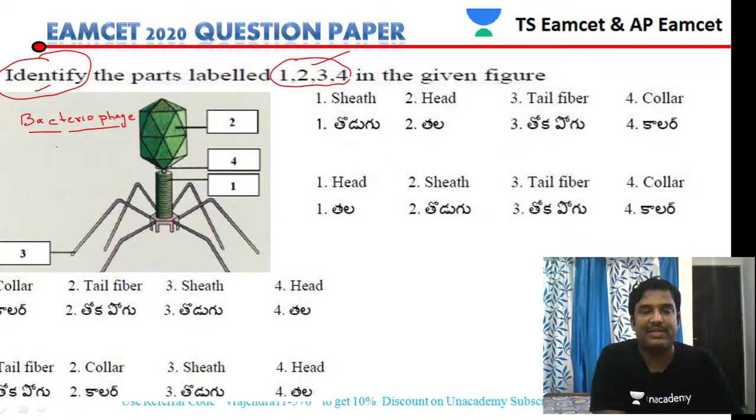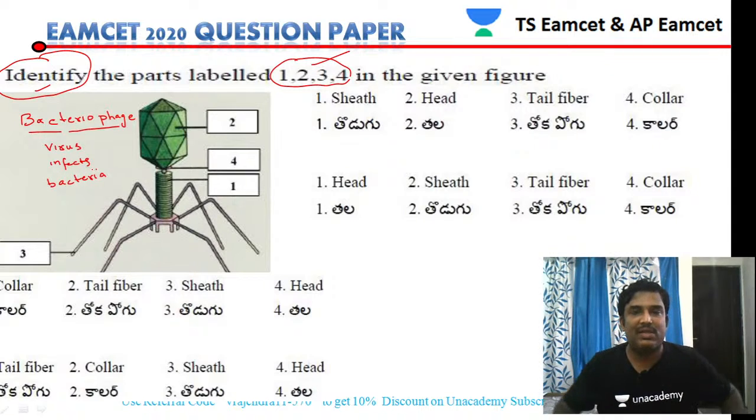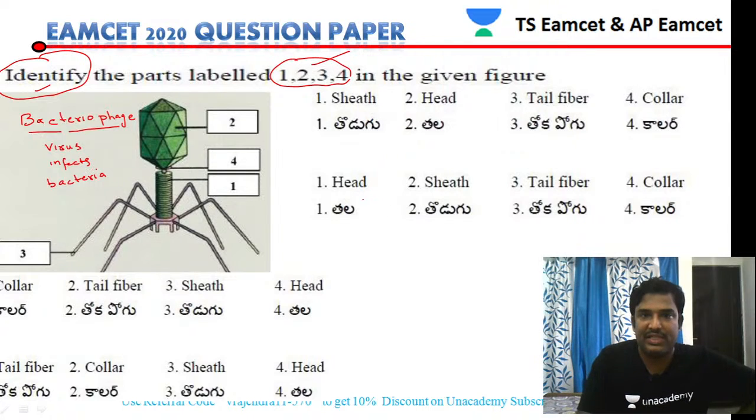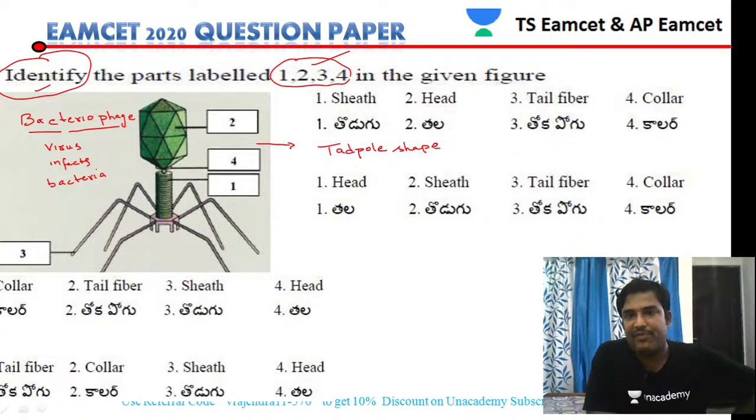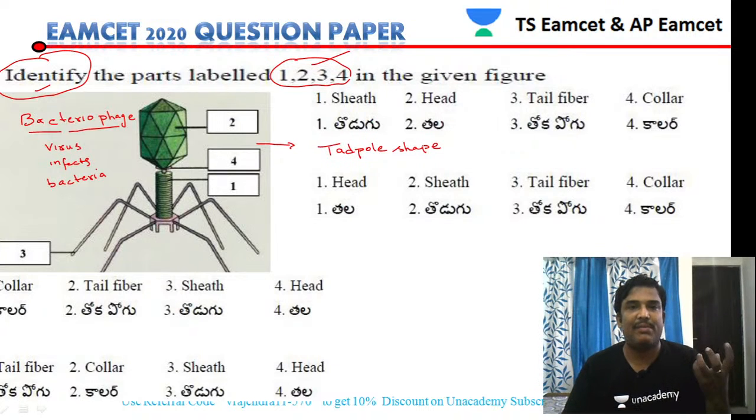It is called a bacteriophage. It is a viral particle, a virus that infects or attacks bacteria. Such virus particles are called bacteriophages. The shape of the bacteriophage is a tadpole shape. So the tadpole-shaped virus is the bacteriophage.